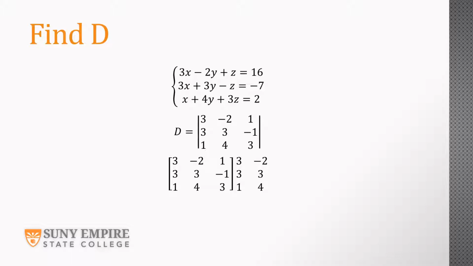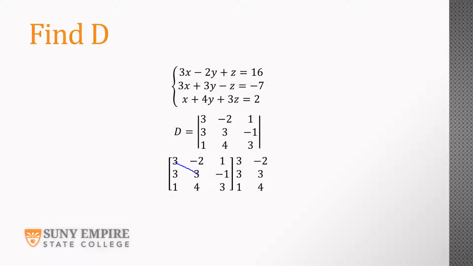We place copies of the first two columns to the right of the matrix, so we now have 3, negative 2, 1, 3, and negative 2, then 3, 3, negative 1, 3, and 3, then 1, 4, 3, 1, and 4. We multiply to find the top-down diagonal products.